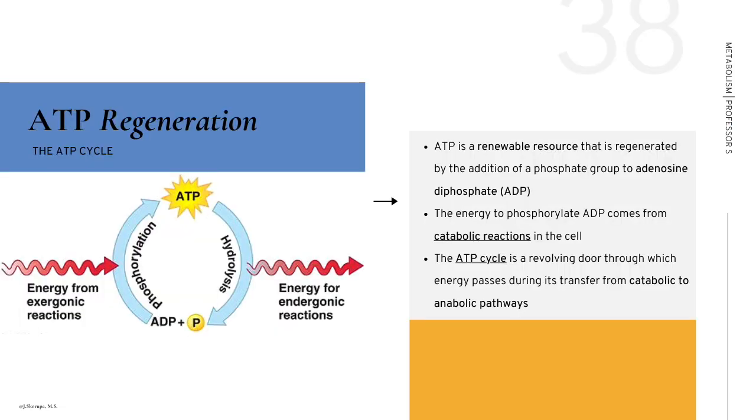Energy coupling with ATP is used throughout your body, and you use a lot of it. But luckily, ATP is a renewable energy source for us. We can regenerate it by the addition of that phosphate group back onto that ADP. The energy to phosphorylate ADP comes from catabolic reactions in the cell, and this is called the ATP cycle. The ATP cycle is a revolving door through which energy passes during the transfer from catabolic to anabolic pathways.